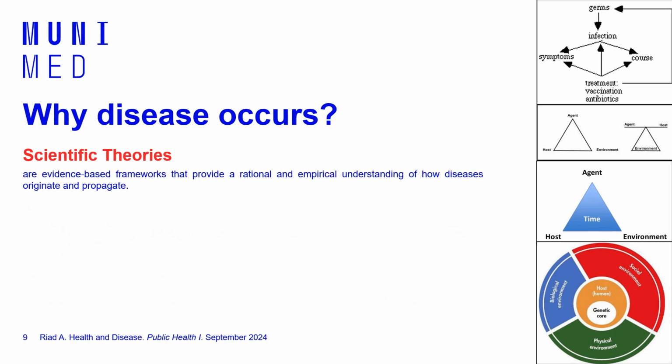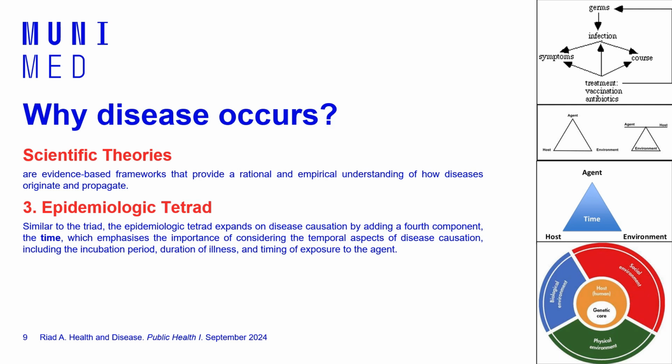Then we have the third theory, which is called the epidemiologic tetrad, and it's not very different from the previous theory because it has the three elements of the triad: the agent, the host, and the environment. In addition to these three factors, we have time as the fourth factor. That's why it's called the epidemiologic tetrad. Okay, so now we have four factors: agent, host, time, and environment, but we still cannot really understand how cancer happens, for example, because there are many other factors related to the environment that we live in that we cannot see or clearly explain using this tetrad.